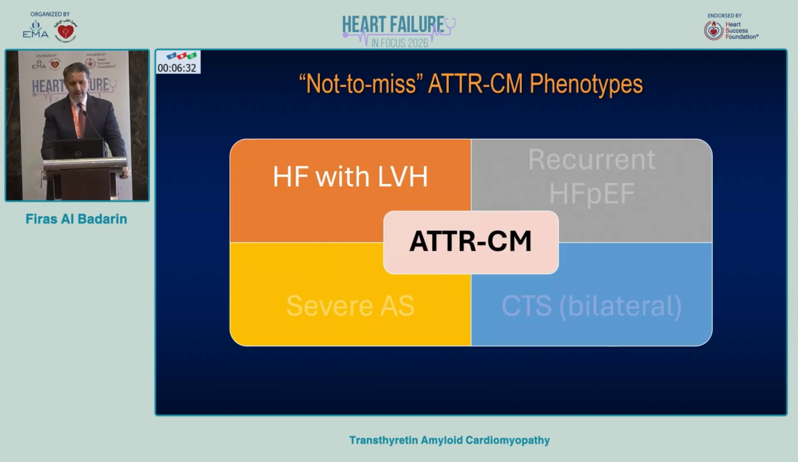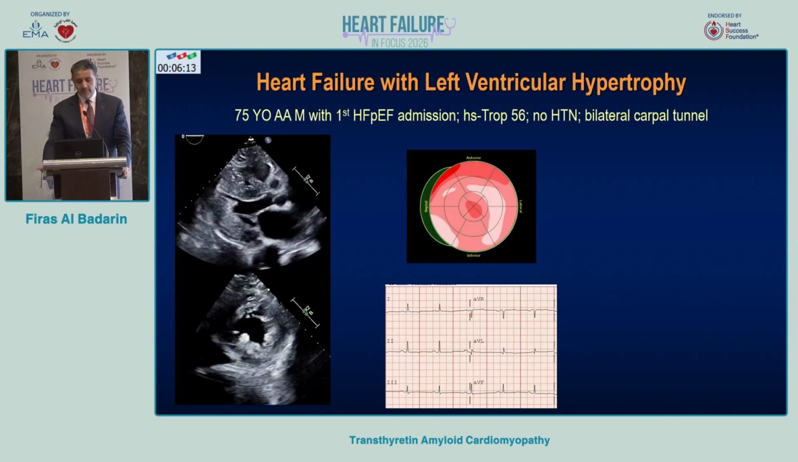So number 1, HFpEF with LVH. You may have heard me say this before. If you encounter a patient with heart failure and LVH, pause and think about cardiac amyloid. It may end up being amyloidosis, but more likely it will be something else. But you've given the patient the opportunity and the benefit of the doubt. So this is an example.